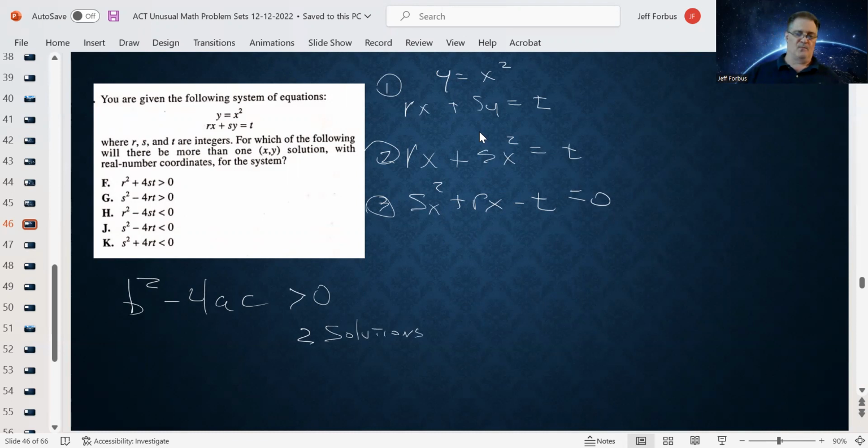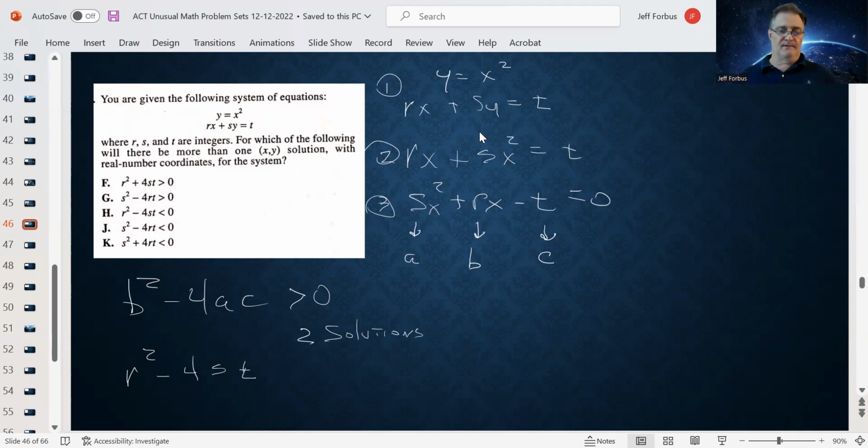Let's take our letters and replace them into the discriminant. So R is actually the B term. T is actually the C term. And S is actually the A term. So we can rewrite this thing here to say R squared minus 4. And then our A is S, and our C is T.